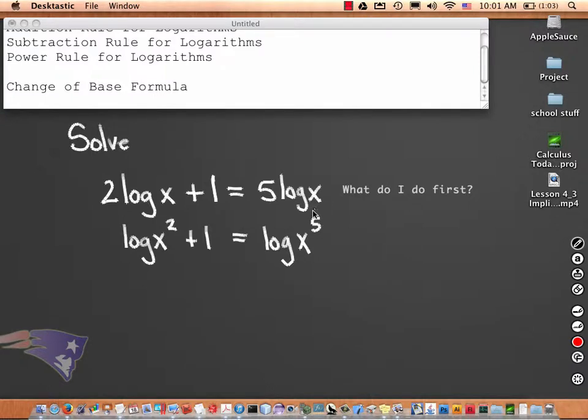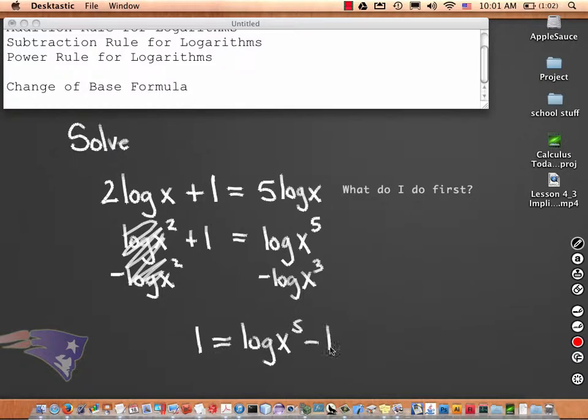Wait, how do you get 3? 5 minus 2. 5 log x minus 2 log x is 3 log x. Oh. But what we've done is not wrong, and I'm going to show you that we'll get the exact same thing. So what I'm going to do now is subtract logarithm of x squared from both sides. This now cancels away, so I'm left with 1 equals logarithm of x to the 5th minus logarithm of x to the 3rd. But we have a division rule now.